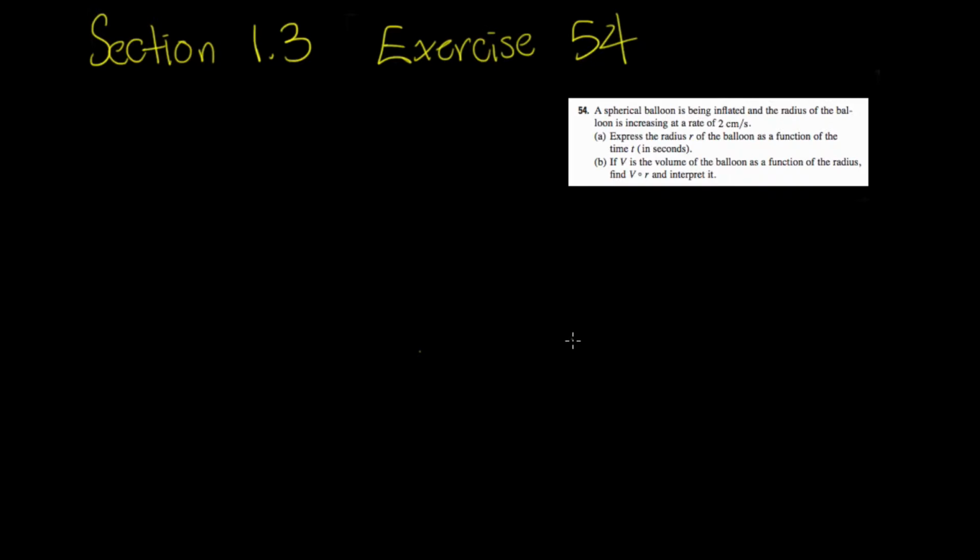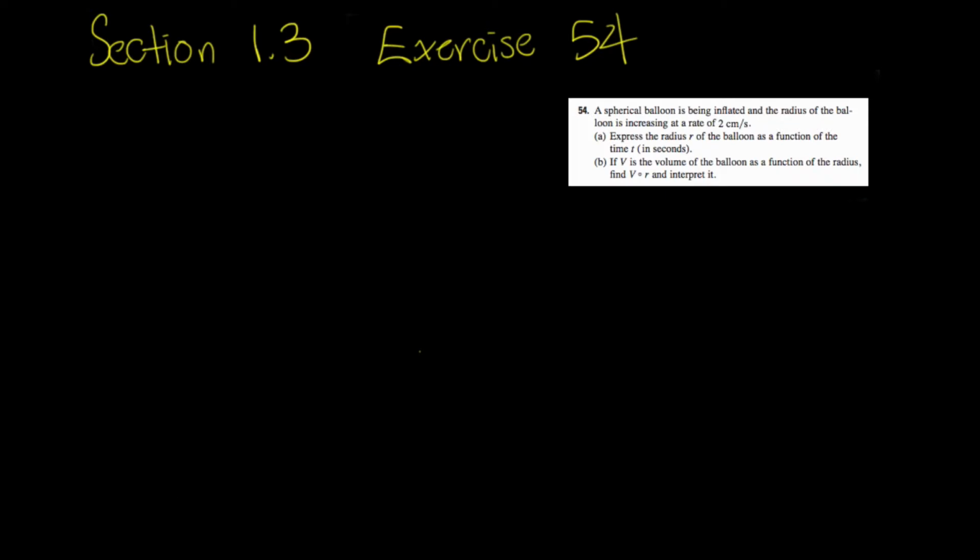So, 54. A spherical balloon is being inflated and the radius of the balloon is increasing at a rate of 2 centimeters a second. A, express the radius r of the balloon as a function of the time t in seconds. And part B says if V is the volume of the balloon as a function of the radius, find V of r and interpret it.